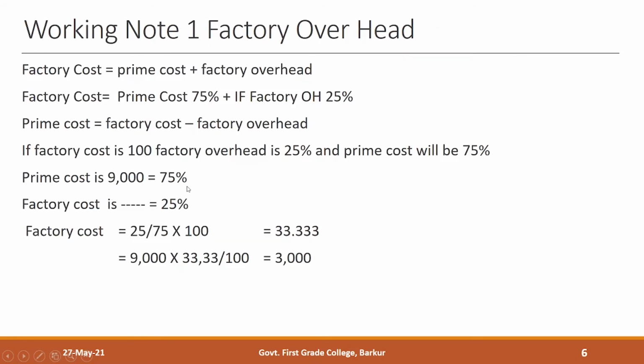We have arrived at the prime cost. So prime cost is what percentage of factory cost? It is 75%. So if 75% is 9000, what is 25%? It's a cross multiplication. Or we can do it this way: if 75% is the cost and 25% is the overhead, then for 100, how much? That is 33.33%. You can do either of the calculations.